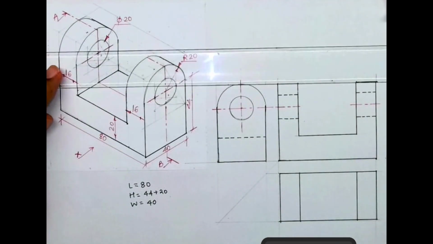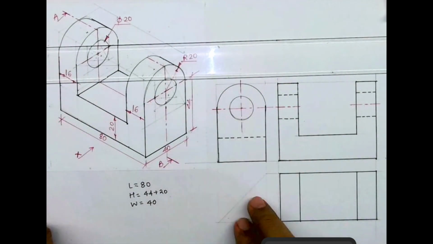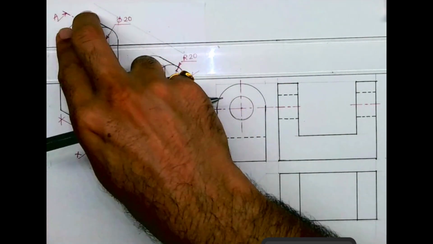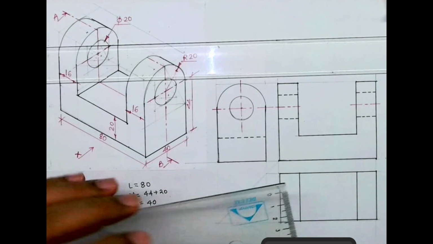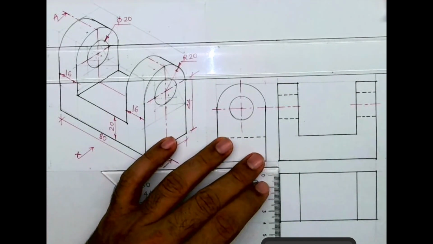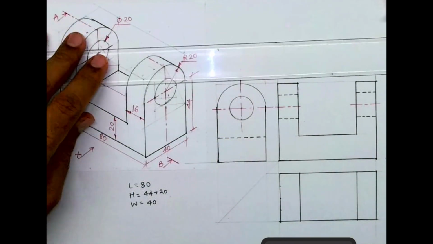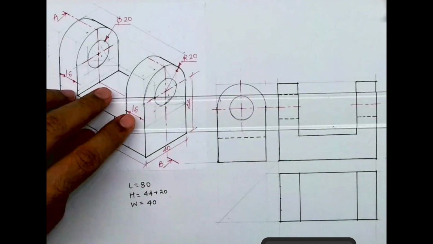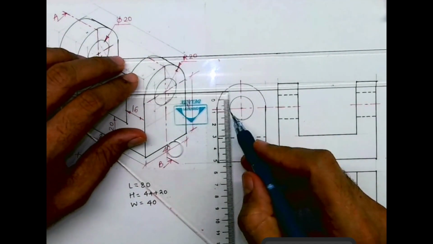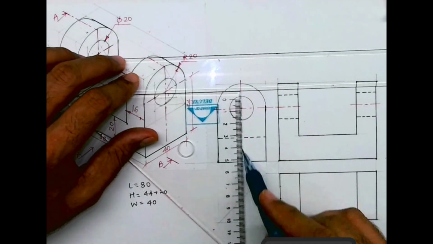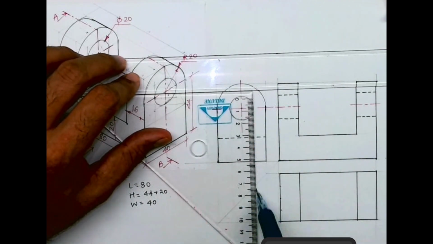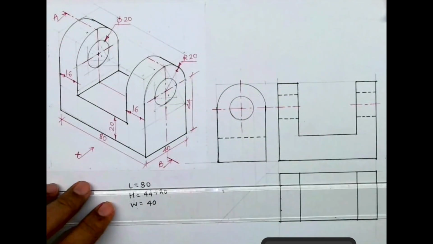And from the side view, we'll take these two lines. So those two dotted lines we need to draw. So what we will do, we can project from the side view, or we can draw it directly. So we are projecting from the side view.